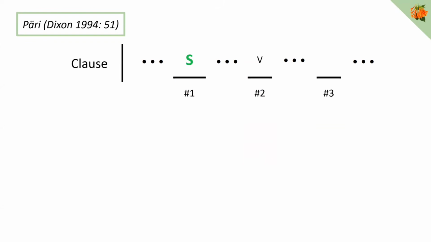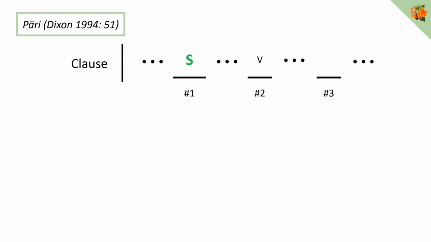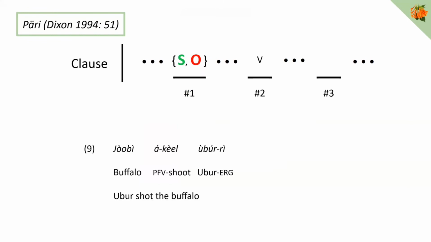The idea that S arguments occupy position 1 is illustrated by the following example. Ubur played. Here, the S argument ubur precedes the position 2 verb play. Position 1 is also occupied by O arguments. Consider the clause ubur shot the buffalo. Here, the O argument buffalo sits right in front of the verb shoot.